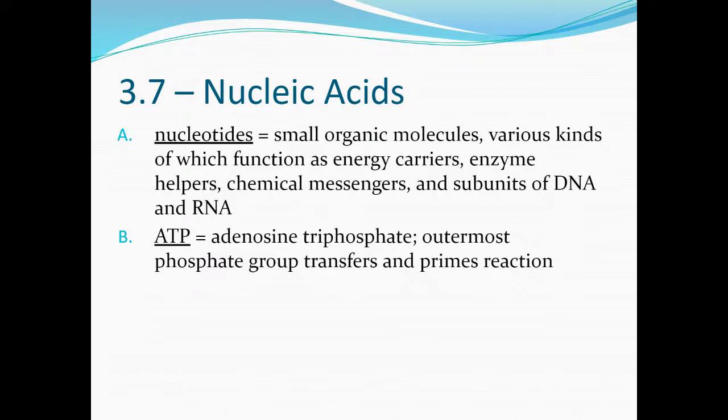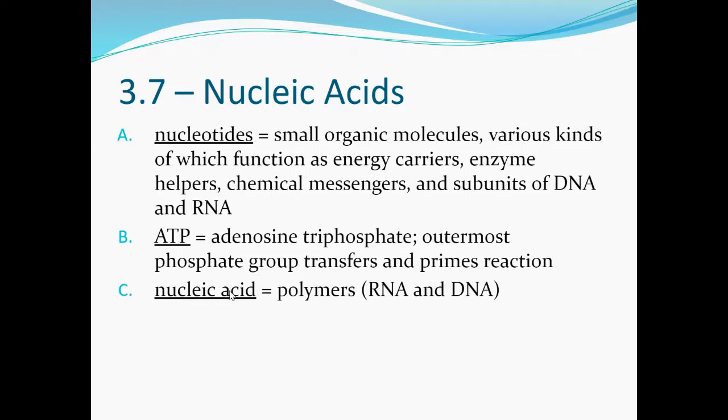ATP is a type of nucleic acid, adenosine triphosphate. Again, a big word, but later on we're going to talk a lot more about this, so you'll become a lot more familiar with ATP and ADP, which is adenosine diphosphate. But triphosphate, how many phosphates? Three. It's the outermost phosphate group that transfers and primes reactions. ATP is kind of like our main energy currency. To get anything done in the world, maybe you need some money. Well, to get anything done with your body, you need some ATP.